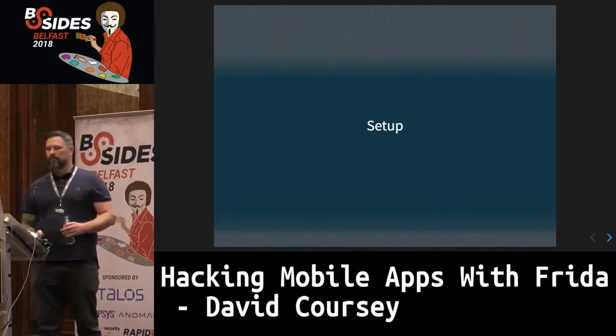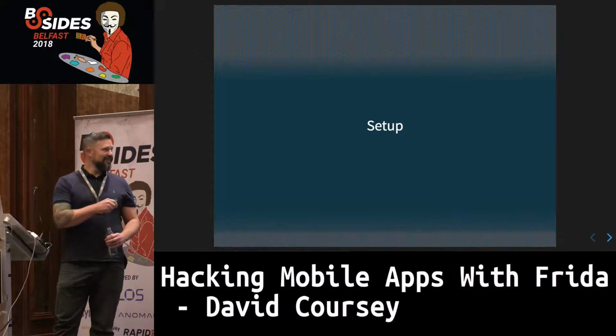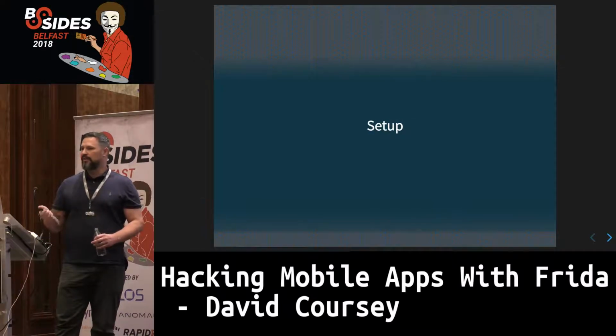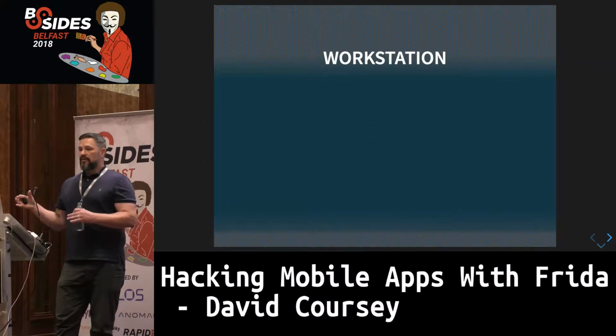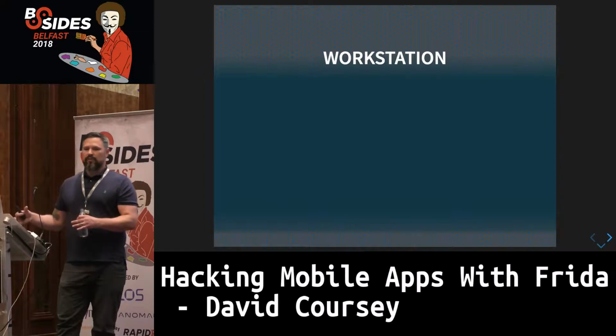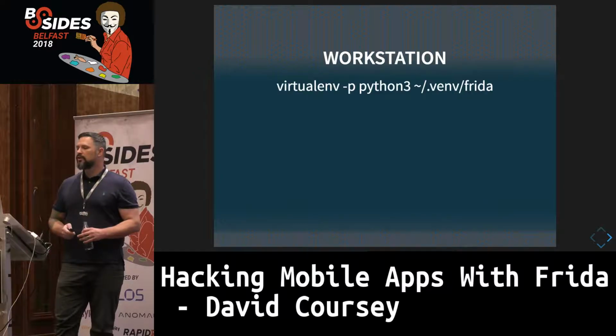So we're going to run through what it's like to get the workstation up and running to do the testing. So the first part is the Frida client side. So you have some kind of workstation, and it really doesn't matter what operating system you're running on. First thing you need is Python.